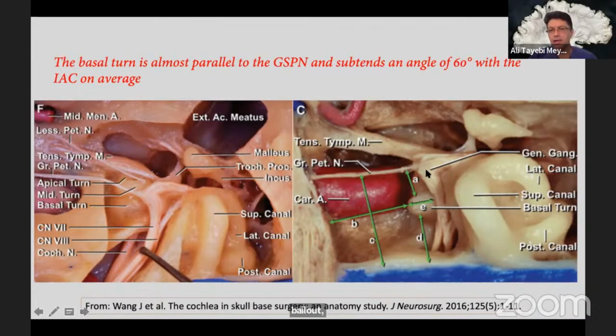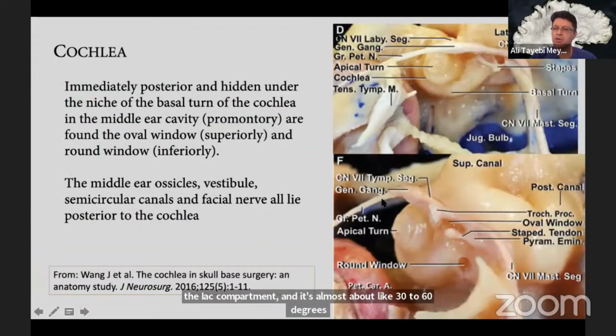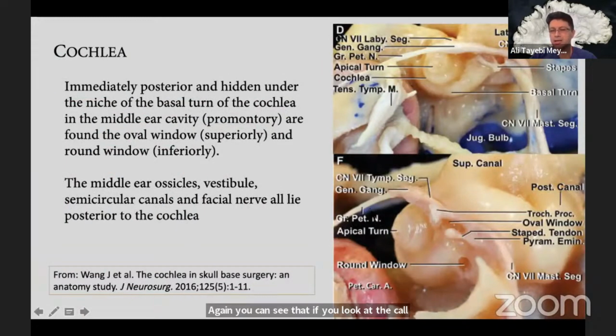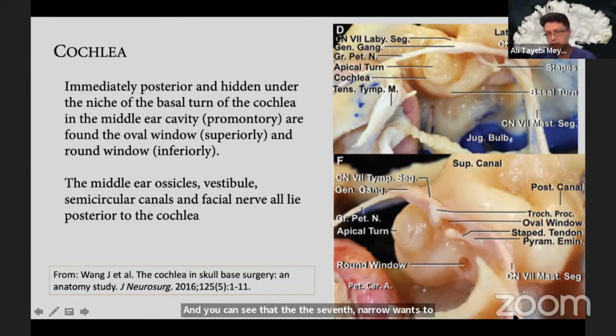And now we have to identify what angle this modiolus axis makes with the IAC compartment. It's about 30 to 60 degrees. Again, if you look at the cochlea, this is the seventh nerve getting in, on the left side. You can see the seventh nerve, coming from deep, wants to make its massive turn posteriorly and inferiorly.